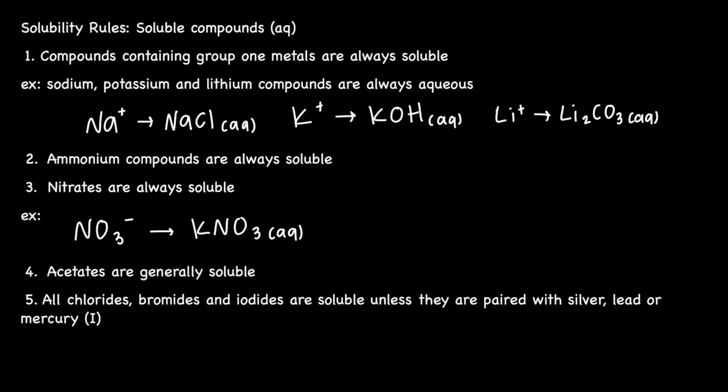First, compounds containing group 1 metals are always soluble. That means sodium, potassium, and lithium compounds are almost always aqueous. For example, sodium chloride would be written as NaCl aqueous.